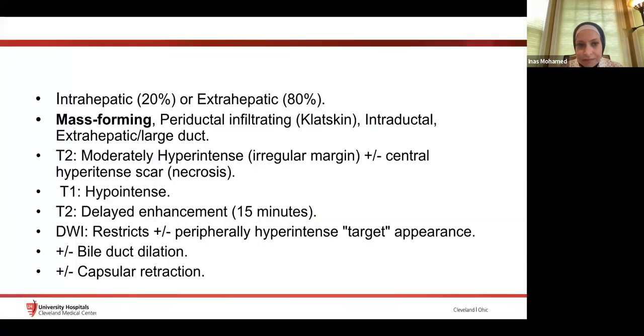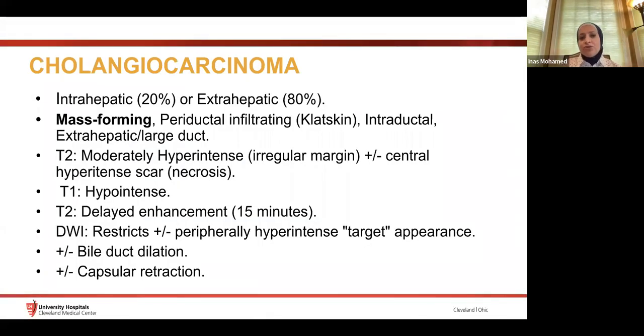So we have two types of cholangiocarcinoma: the intrahepatic and the extrahepatic. Actually, extrahepatic is much more common. What we just showed is the mass-forming type. We have the Klatskin tumor, Klatskin cholangiocarcinoma, which is periductal, and you have the intraductal and the large extrahepatic cholangiocarcinoma.